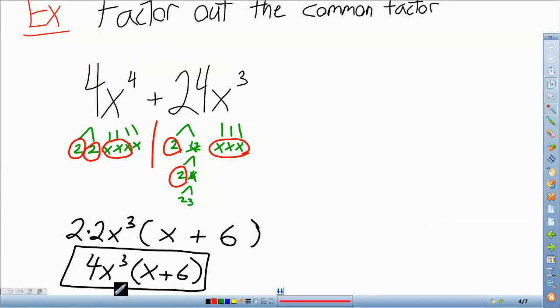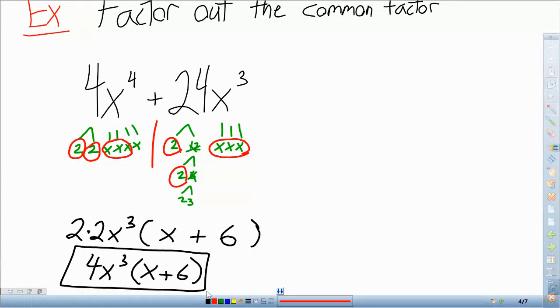Okay, so let's just ask that question in our head. Is a 4x cubed times x a 4x to the power of 4? Yeah, so that works. Is a 4x cubed times 6 a 24x cubed? Yeah, it is. So I know this is factored correctly. All right, cool. So let's try one more of these.